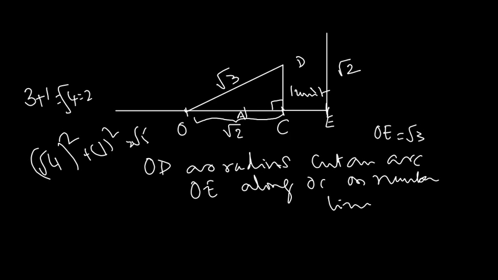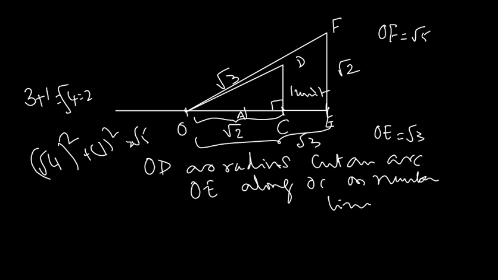This is root 2 units. This is a total root 3 units. So when you square, you will have 3 plus 2, 5. That way also you can do. This is for 5. Yeah, you can continue. I did it for 5. This is root 5. So OF is root 5.